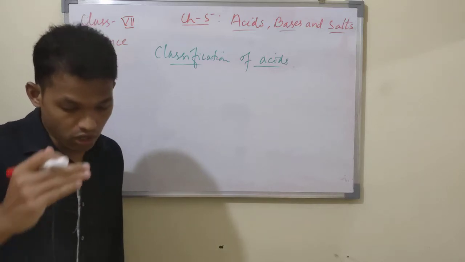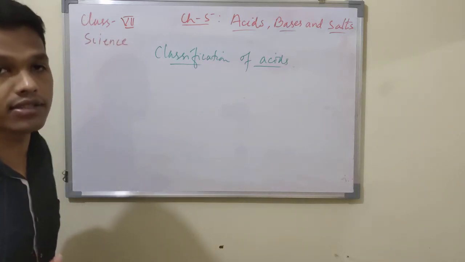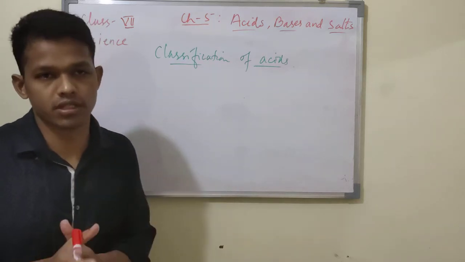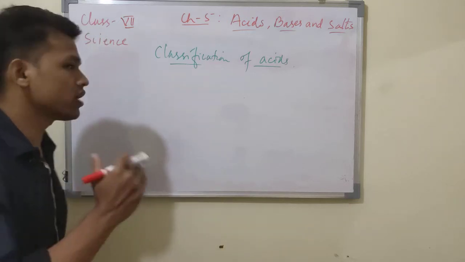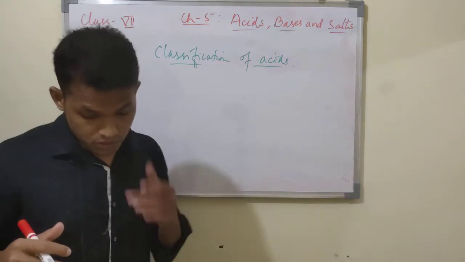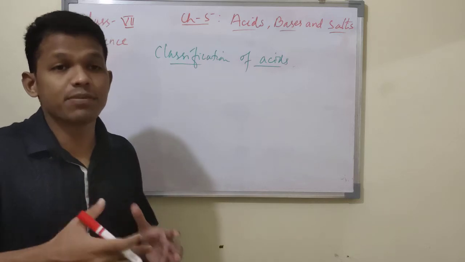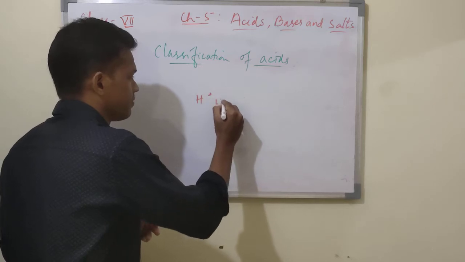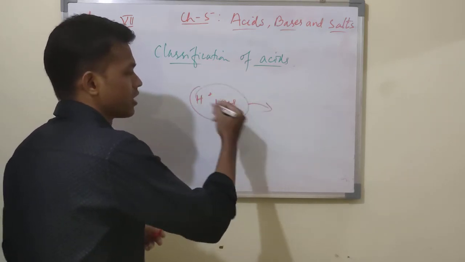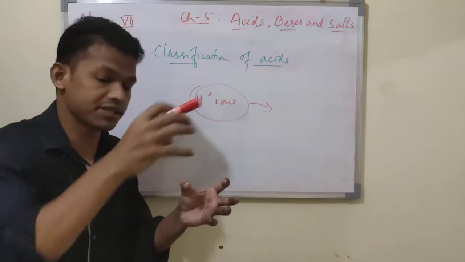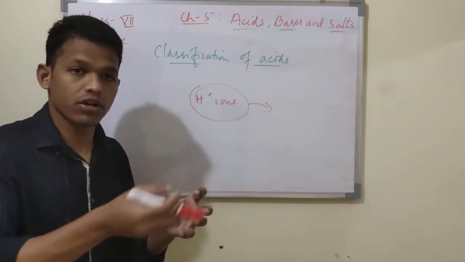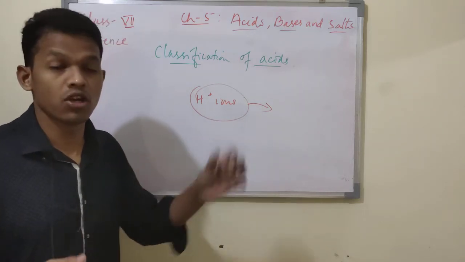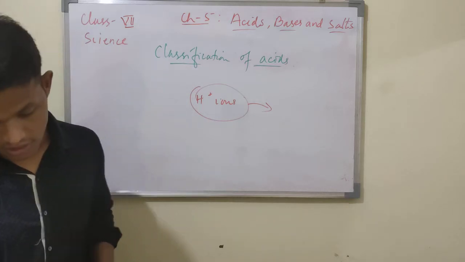Or also, on the basis of the number of H plus ions produced, we can differentiate strong and weak acids. Strong acids are those acids which dissolve in water and give a larger number of H plus ions. Already we discussed H plus ions. When you dissolve an acid in water, if it dissociates more H plus ions, we can say that the acid is a strong acid.